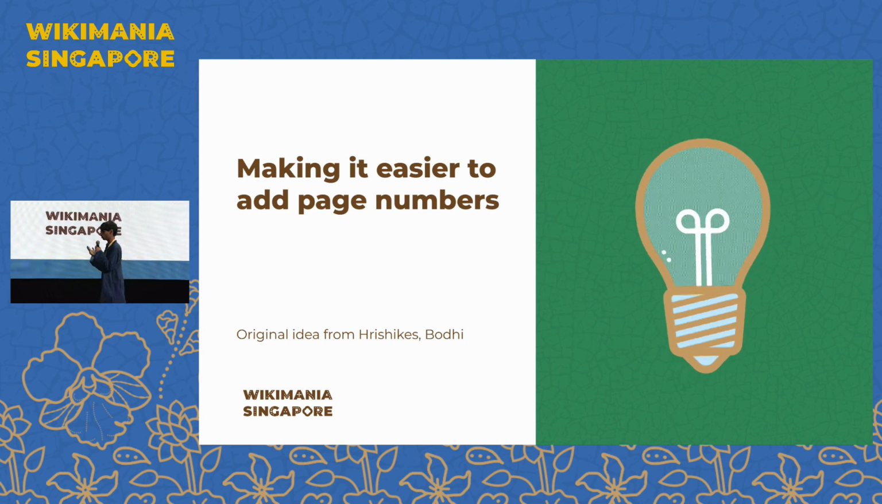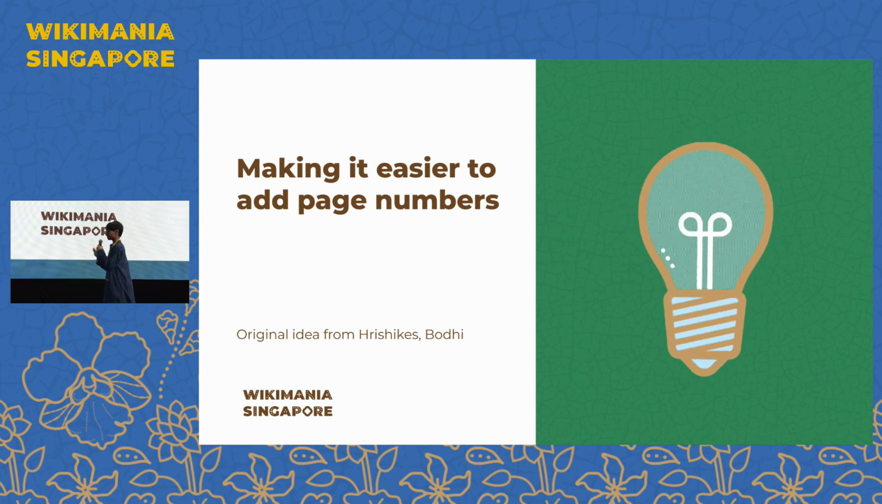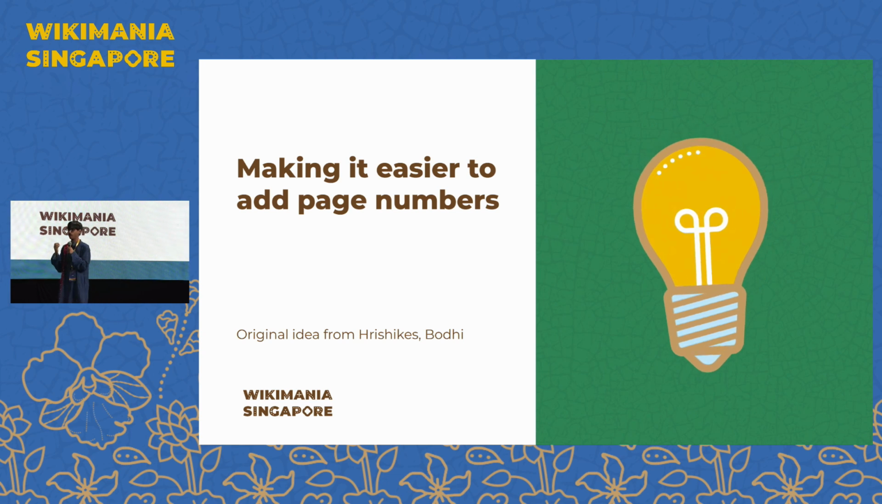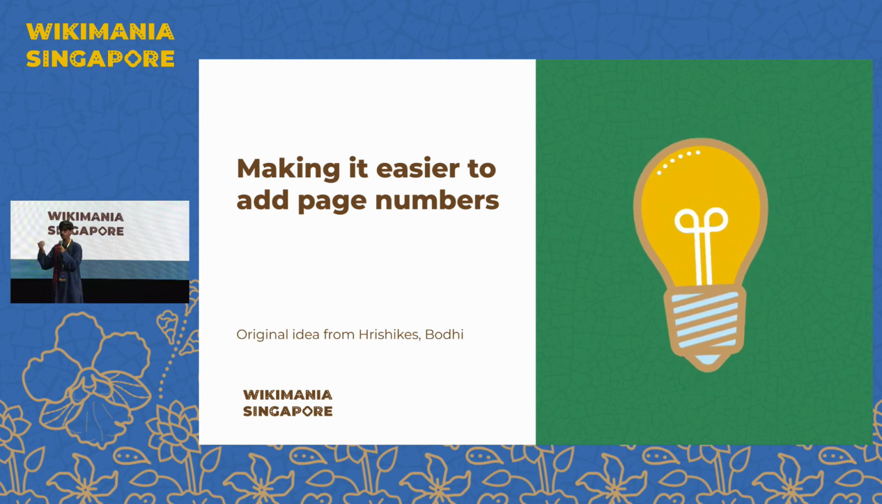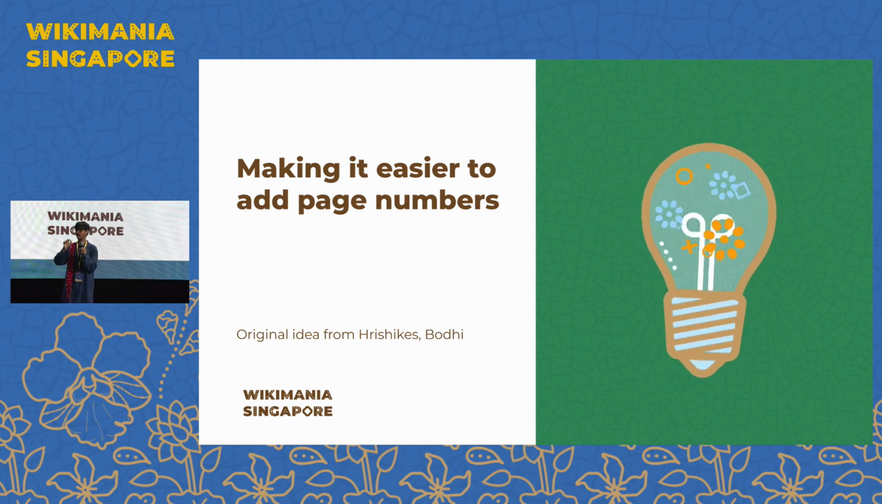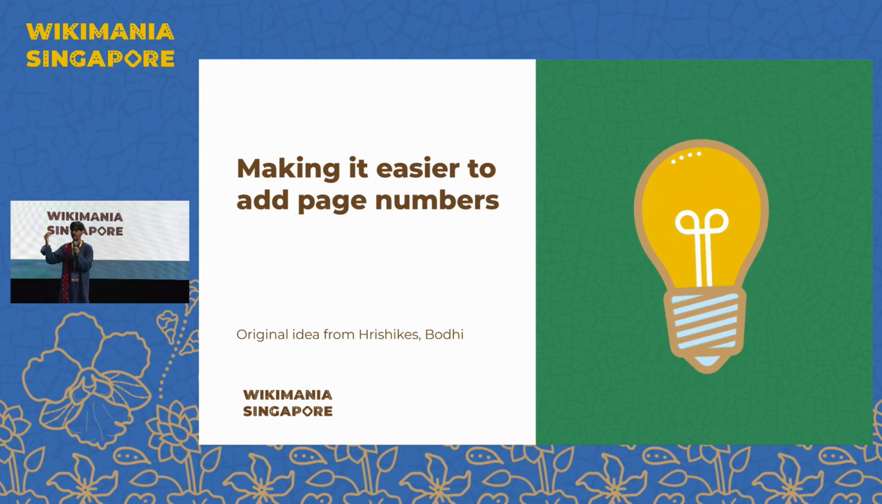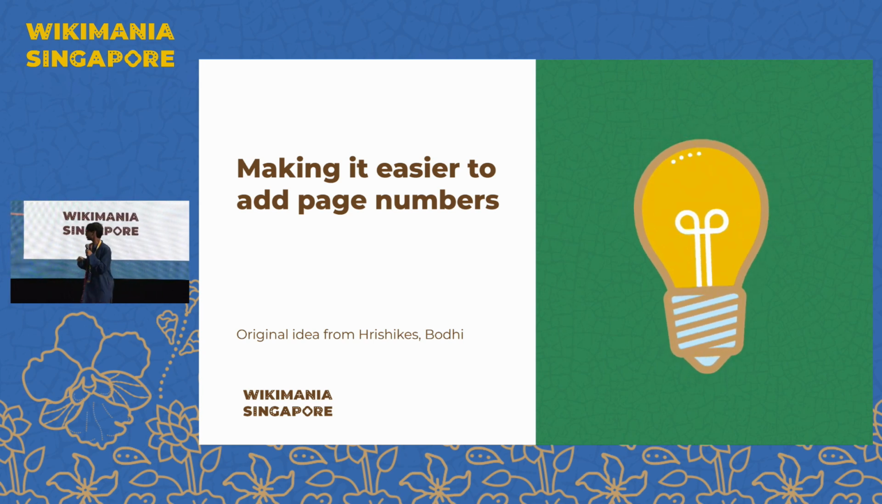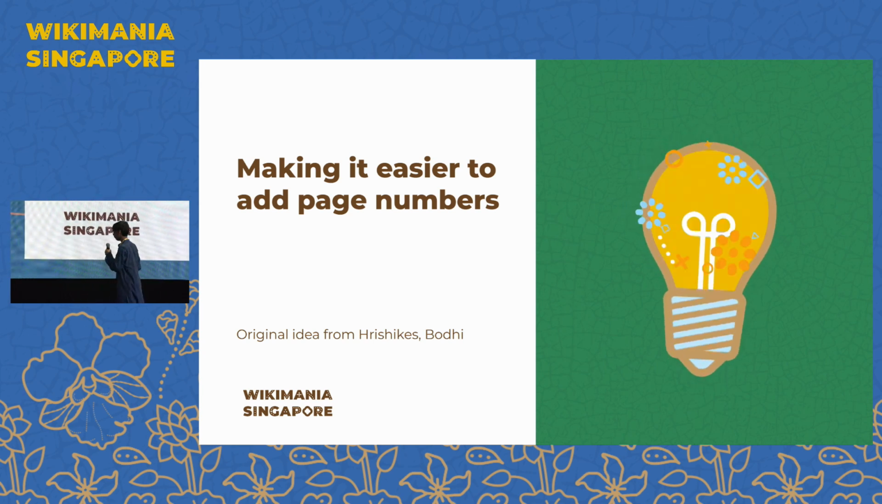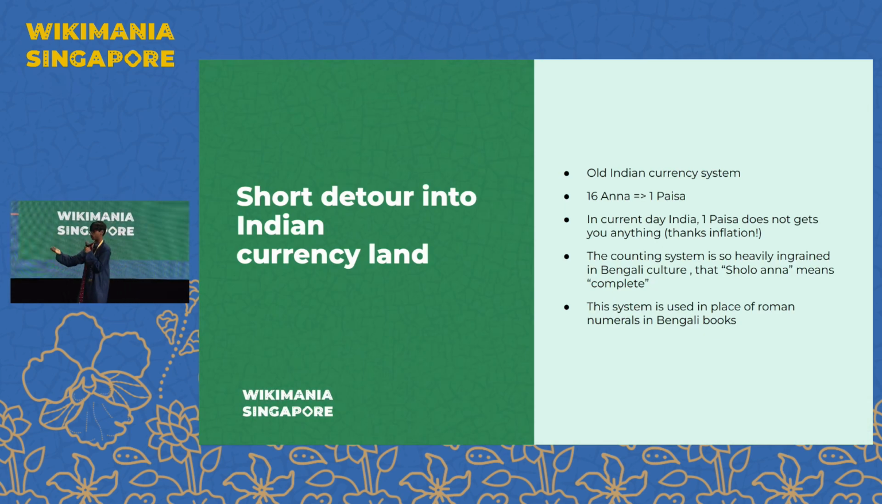So this was proposed 2-3 years back, originally by Rishikesh and also Bodhi. The idea is that instead of manually entering these hexadecimal numbers, we would use something like Bengali currency, and that would automatically fill in the page numbers for us for a range. I will hand over to Bodhi to talk about the exact issue.